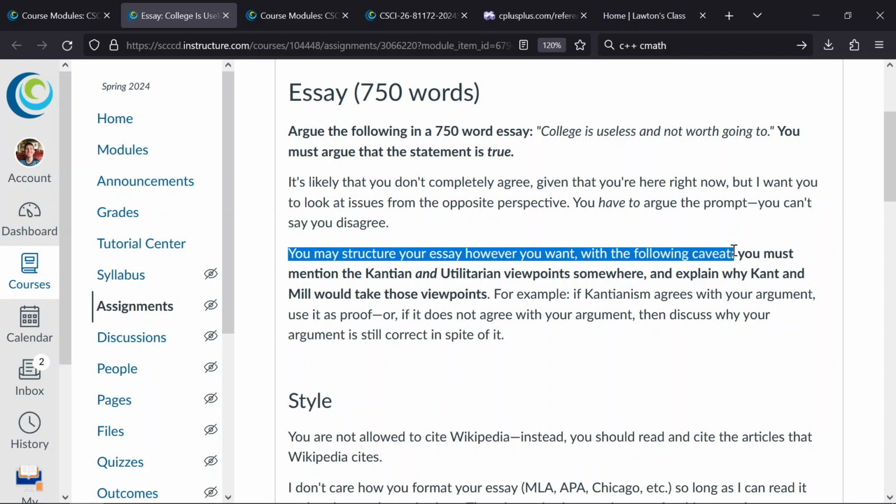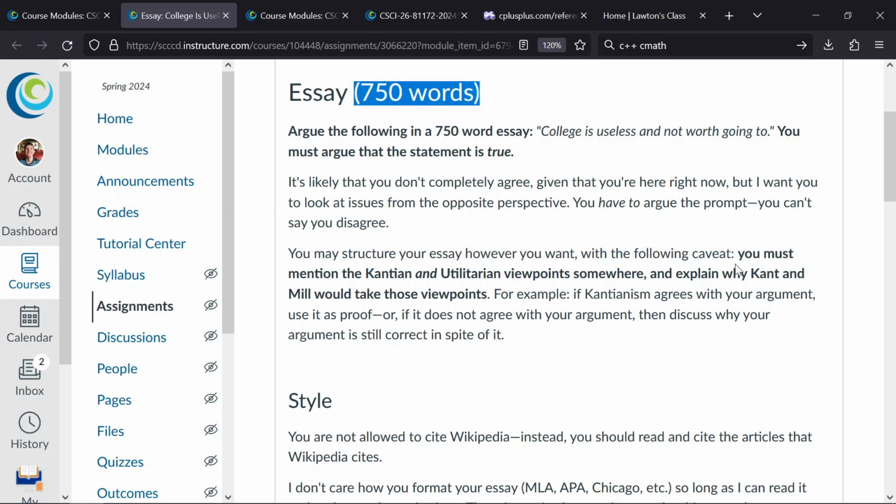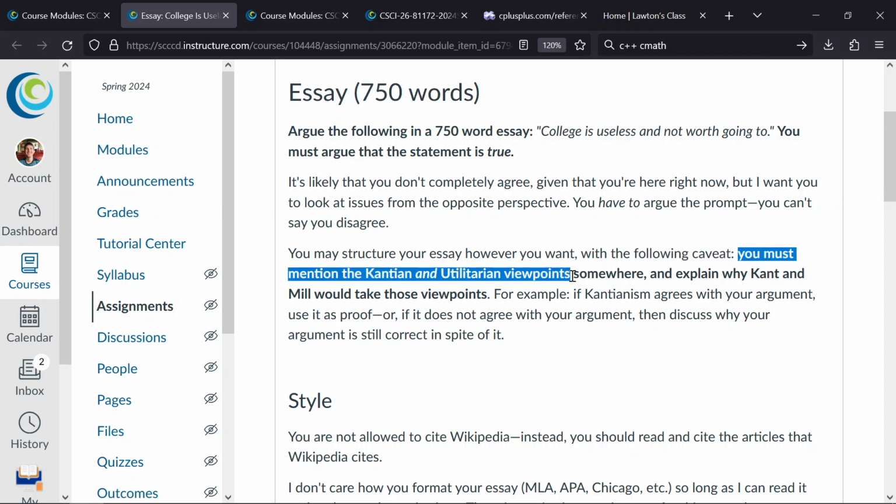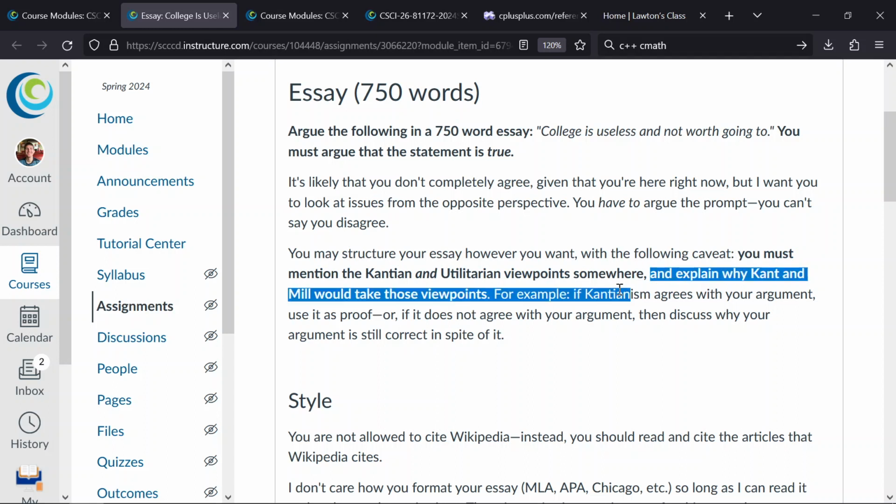The following caveat is your one requirement in addition to 750 words. You must mention what Kant would think, and you must mention what Mill would think. You must talk about Kantianism and utilitarianism, both, somewhere in your essay. I want to see those terms written down. And you better explain why Kant and Mill would take those viewpoints. You cannot just say, Kant would say this, and then move on. You have to say why Kant would say that.